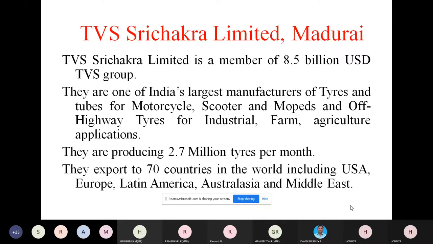And there are two units of TVS 3 Chakra in India. One is in Madurai and the other is in Uttarakhand. Each and every unit is able to produce 2.7 million tires per month. 2.7 million tires per month. And they are exporting to 70 countries in the world, including USA, Europe, Latin America, Australia, and the Middle East.